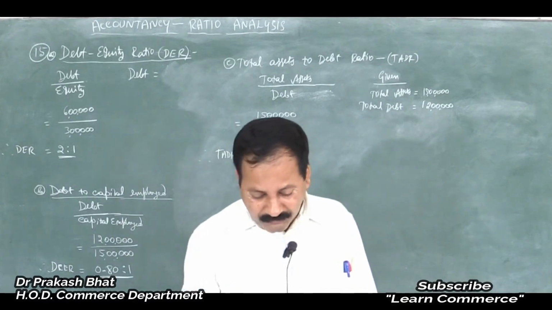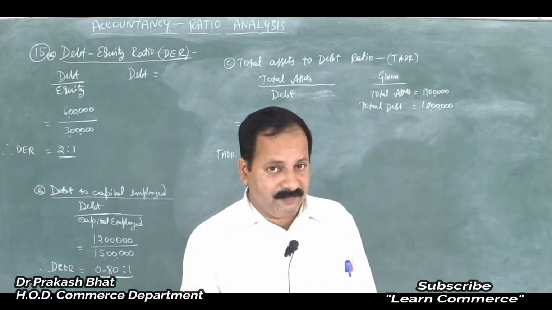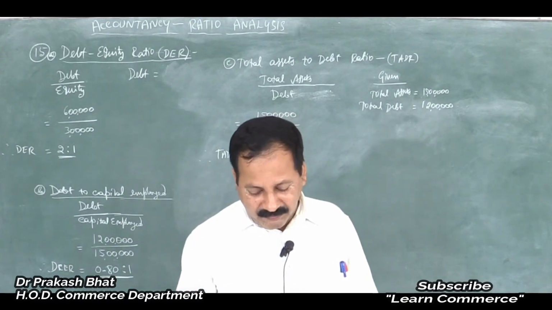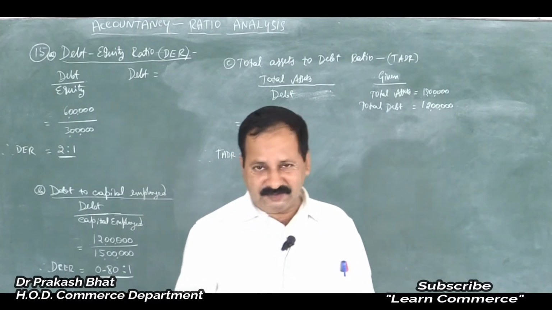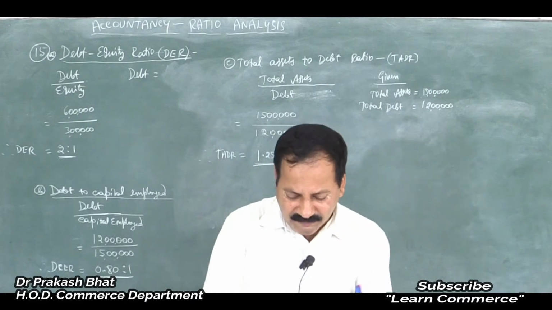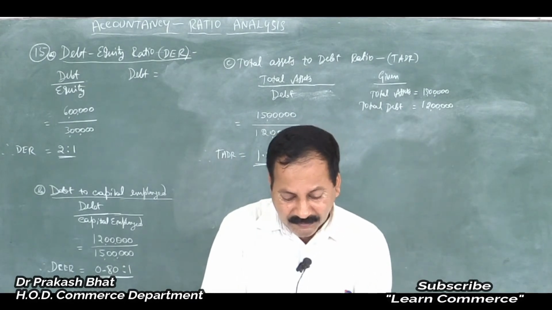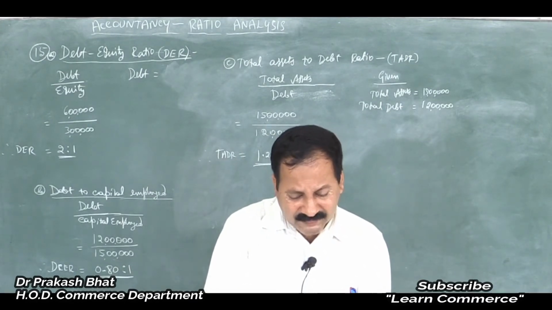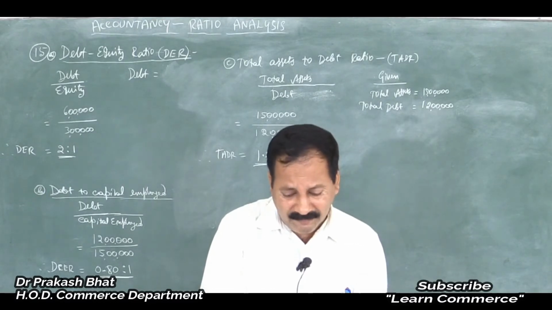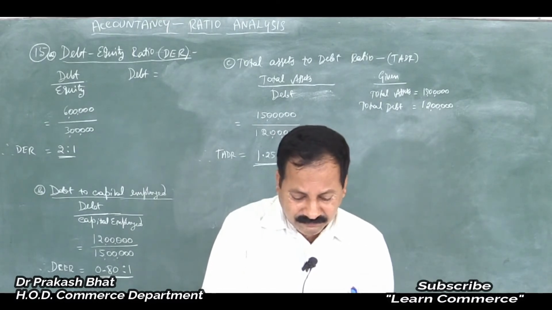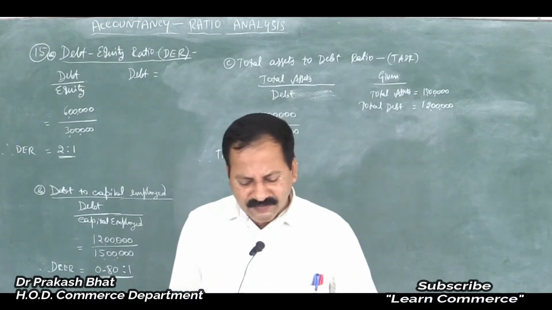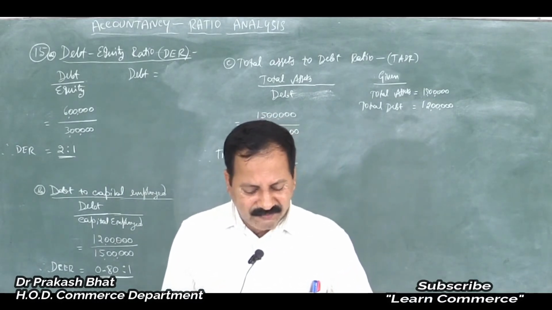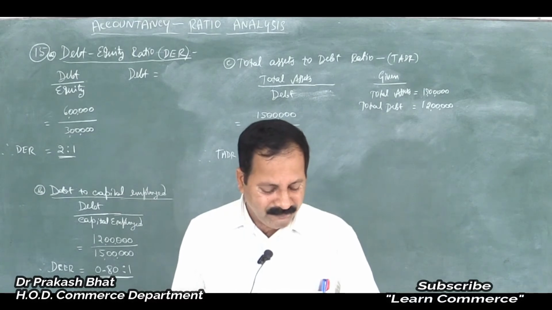We will move on to section D. It is mostly a 12 marks question, remember this. Clear? Yes. I'll read out the problem, we'll analyze it and then let us solve the problem. Following is the trading and profit and loss account for the year ending 31st March 2016, right?